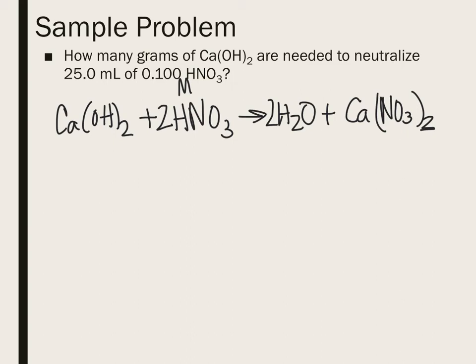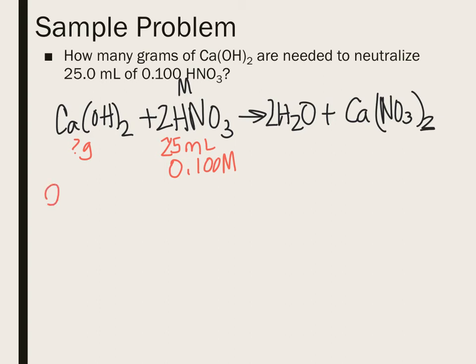I also know that I have 25 milliliters of HNO3 and it is 0.0100 molar. I am being asked to find the number of grams of calcium hydroxide. So, first step, wrote my equation. Second step, identified what I have. Third step, let's find some moles.